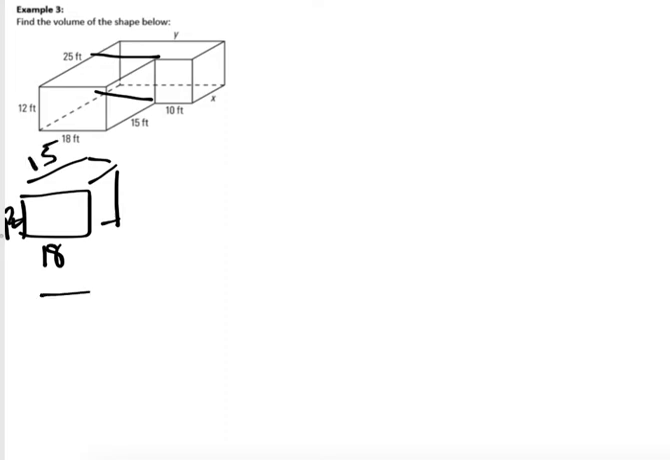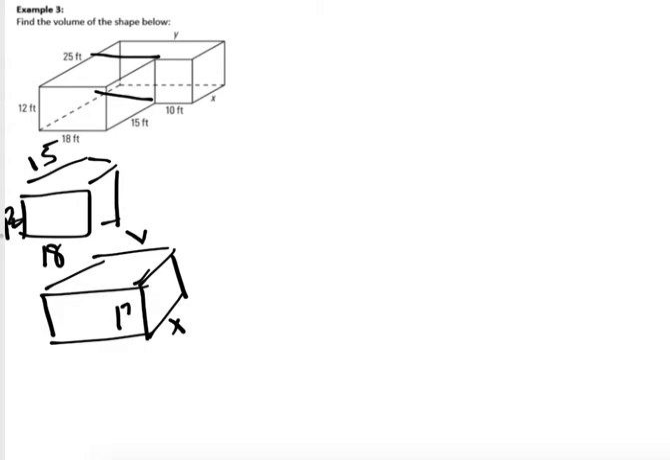Now the back one is going to be something like this, where I have an X here and a Y here, and I need to know what those X and Y are. I know that the height is 12. To find the value of Y, I'm going to take the 18, because the Y is this whole back side. If I took this piece and this piece and added them together, I get what Y equals. So Y is going to equal 18 plus 10, so it's going to be 28.